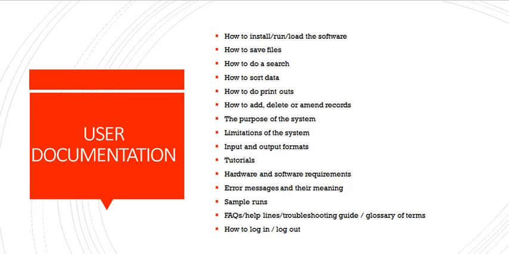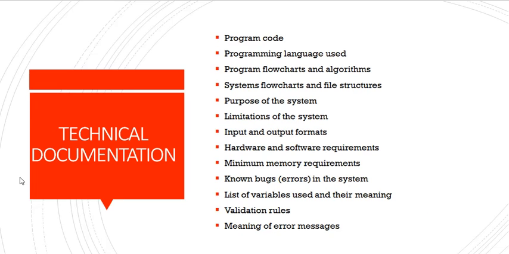Now, the technical documentation is basically designed to help programmers or analysts to make improvements to the system or to repair or maintain the system. It can contain any of the things that I've listed: the program code, the programming language, the program flowcharts and algorithms, the system flowcharts and file structures. As you can see on my screen, those are some of the aspects that you can find in the technical documentation. Basically, it's like a report after whatever has been done.